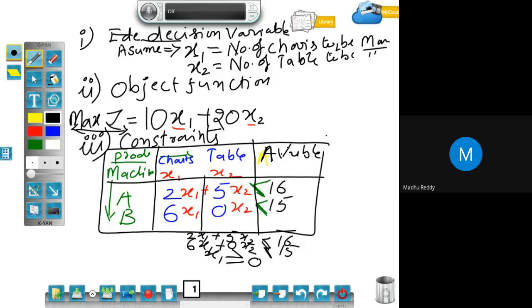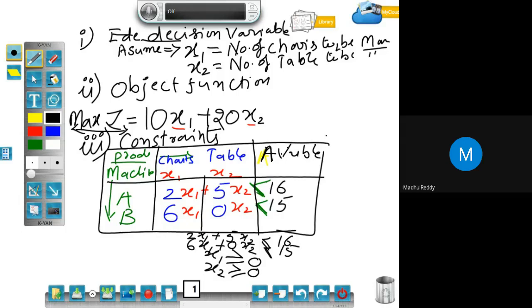That may be 0. If the company is not manufacturing, that must be the minimum value we can give, for X1 and X2, 0 is the minimum value we can give. The maximum value depends on the machines and the company. So you must specify this. This is called a non-negative restriction.